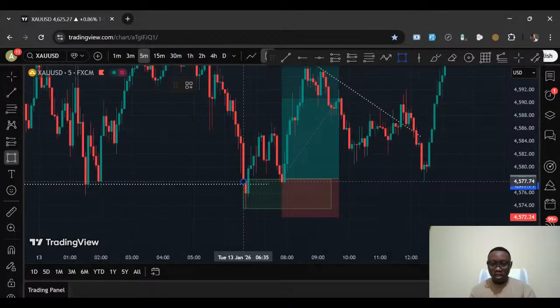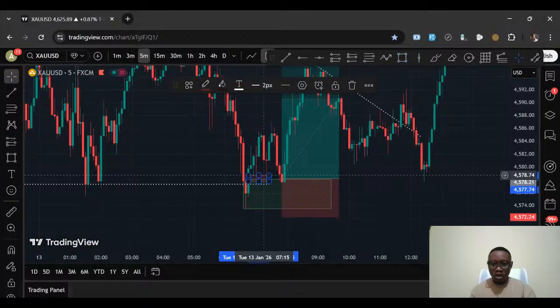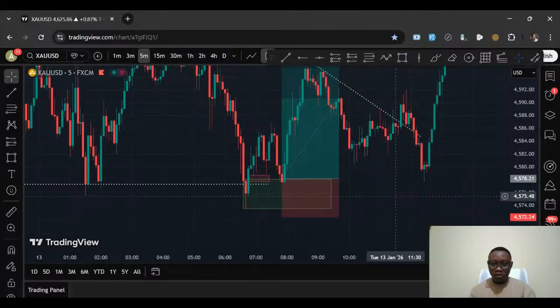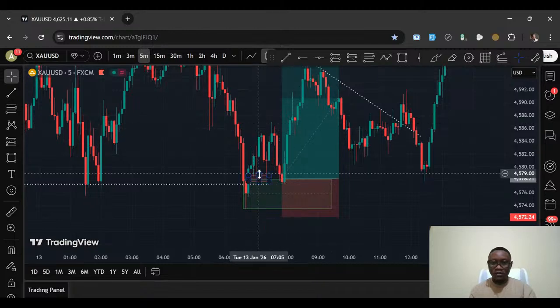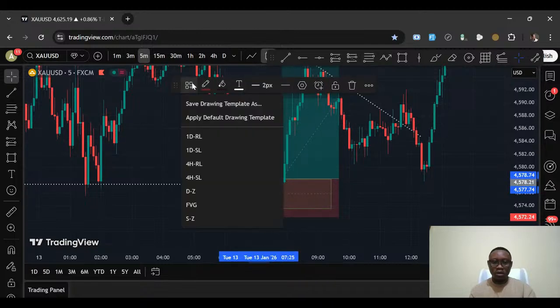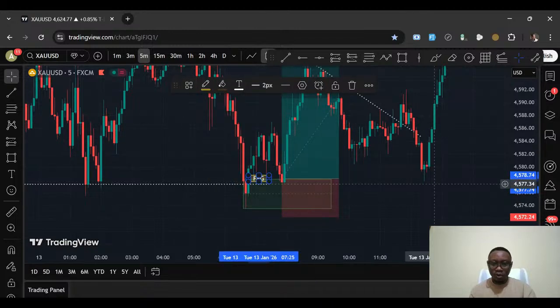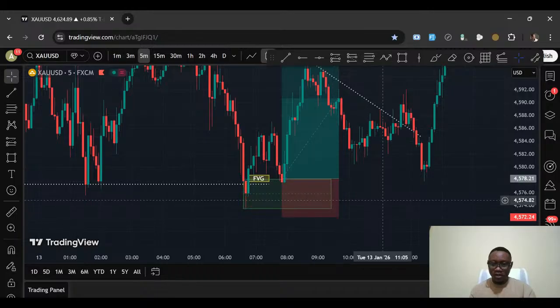Look at this, the gap between the previous candle, the momentum candle, and the candle after the momentum candle. If you look at this, this is the fair value gap here. There's a fair value gap. Okay, so it met that criteria.